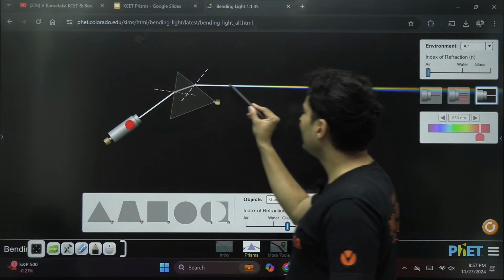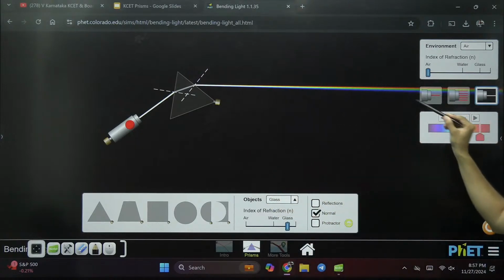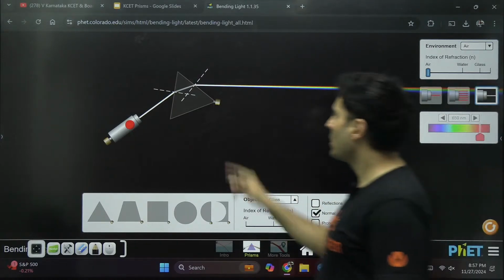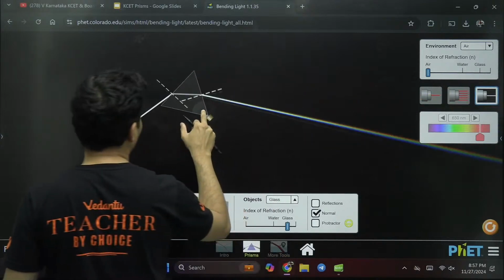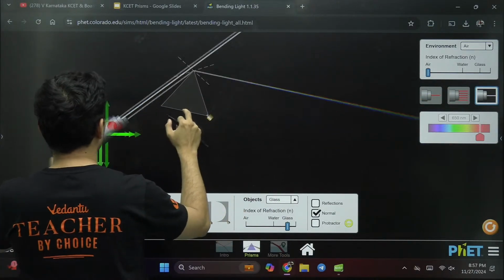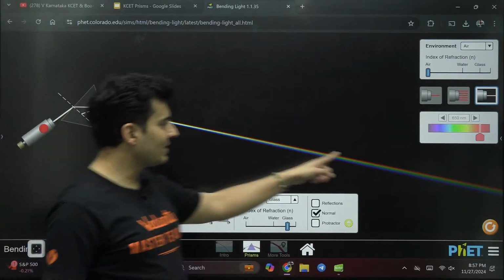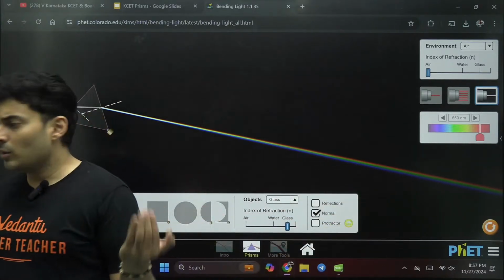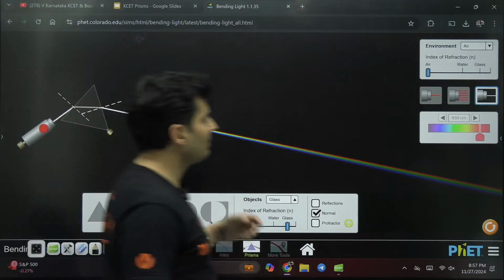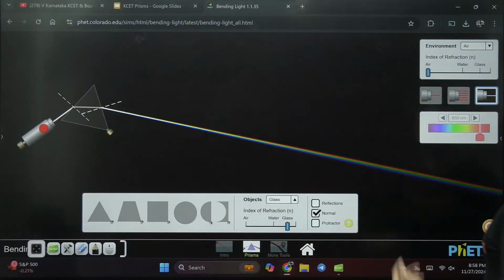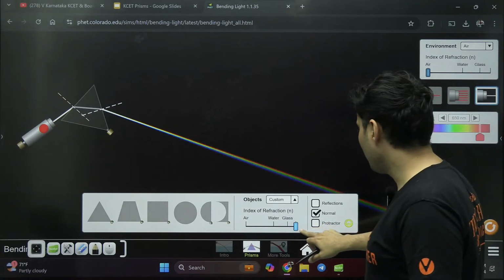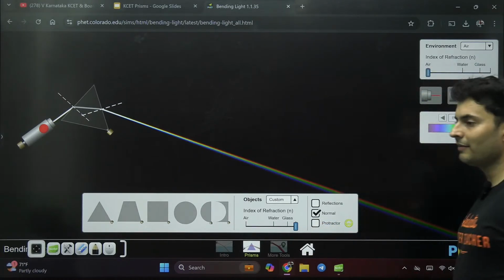That white light is slowly spreading out like a rainbow. Are you able to see that, my dear warriors? Can you see that rainbow right over here? Maybe I can move it here. You can see a rainbow. Looking at this, I can also change the refractive index. The environment is air, the object is glass, and I can make it even more highly refractive.